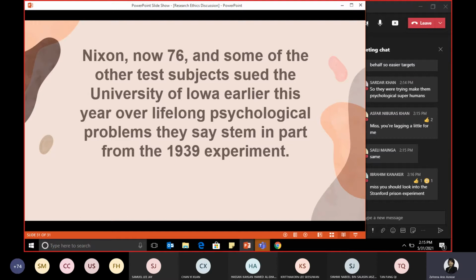But imagine, this is 2021, and if Nixon is still alive, he has been having these issues for 60 or 70 plus years.